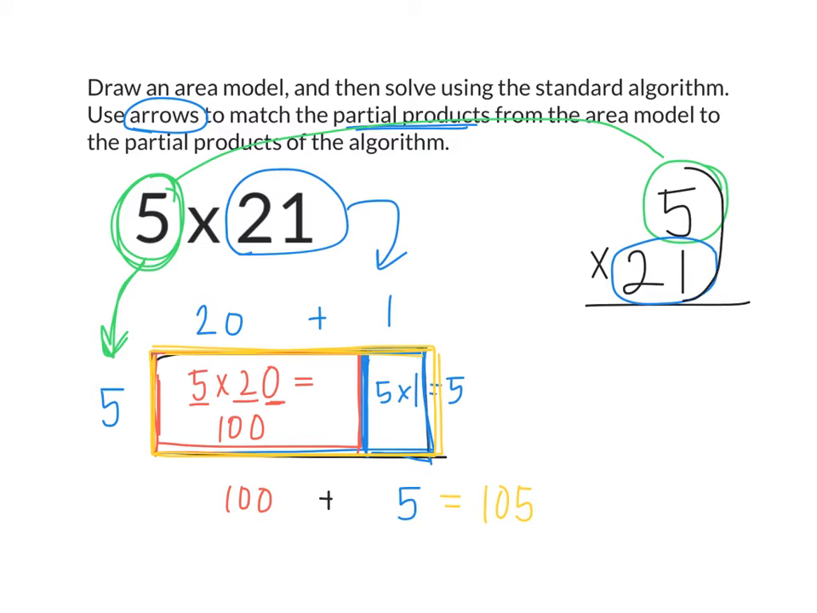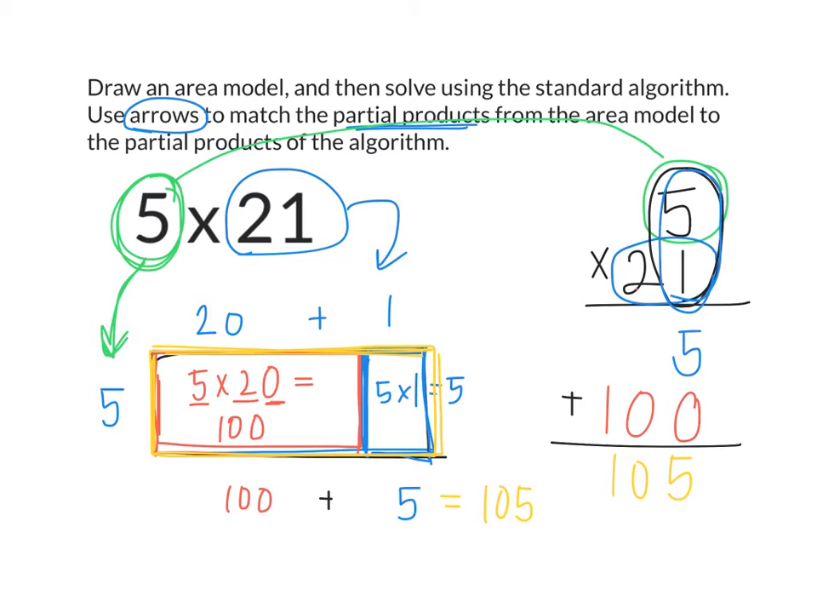First, we have to do 1 times 5. Don't you think? What is 1 times 5? 5. Now I'm working in the tens place, so what do I have to do? I have to put a placeholder 0. What's 2 times 5? 10. Okay. If I add that up, do I still get 105?